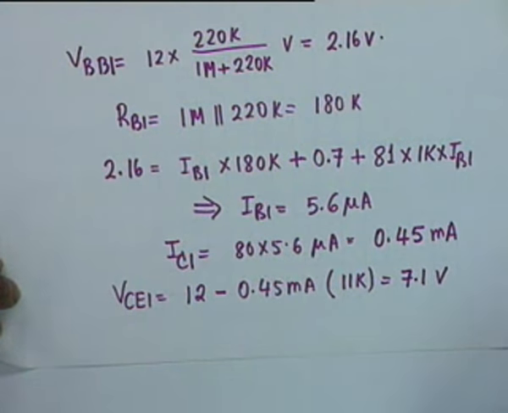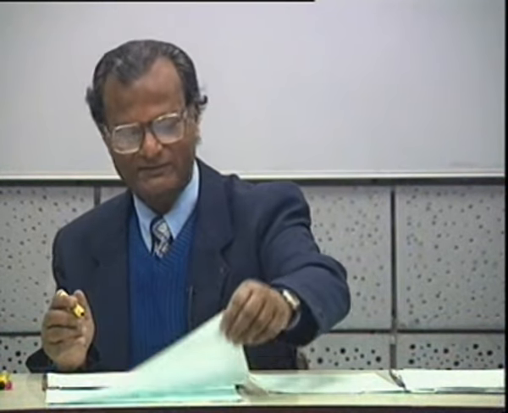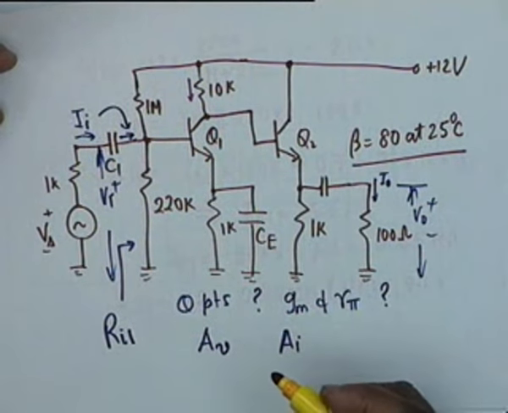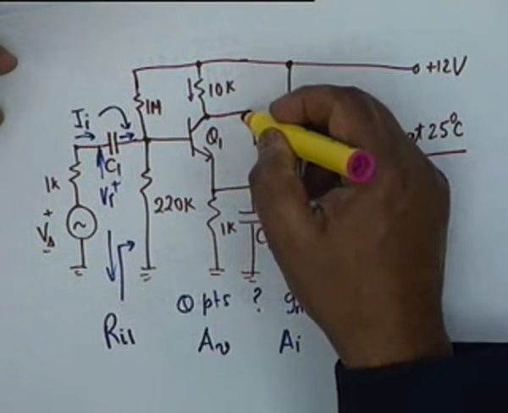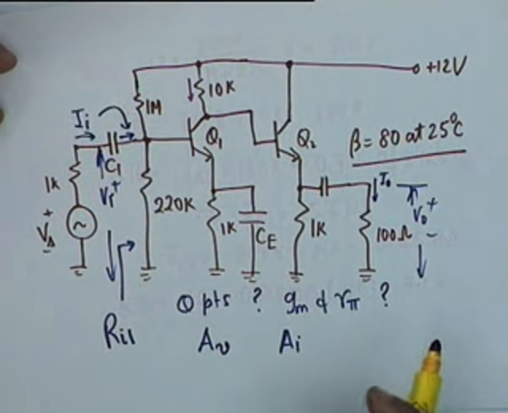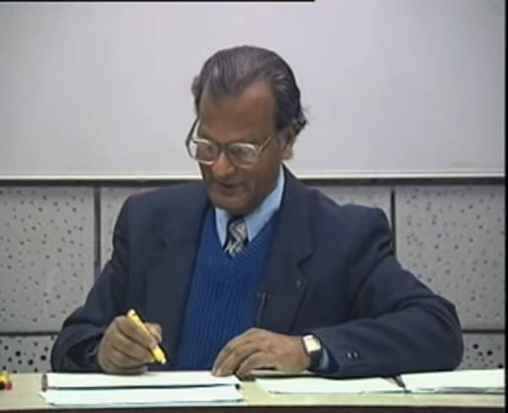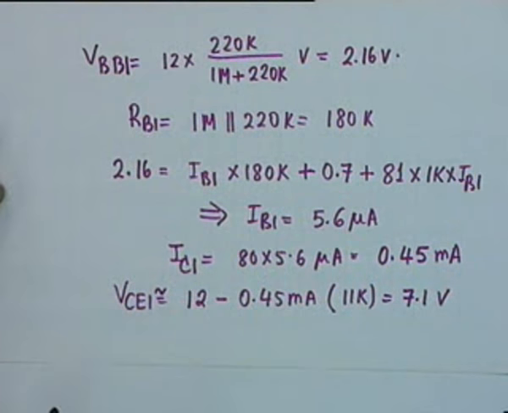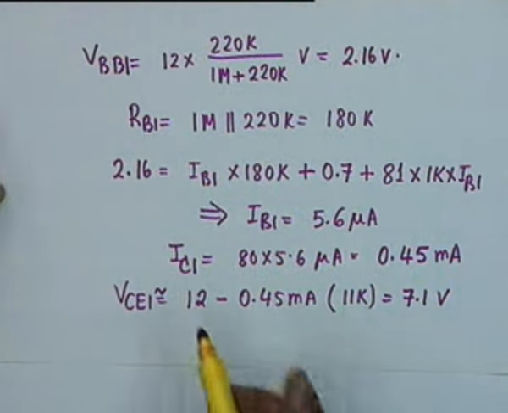Excuse me, sir. Yes. Are we neglecting IB2? We are neglecting IB2. That's right. It's a very legitimate and valid question. In this 10K, the current that flows is not only IC1 but also IB2. With a beta of 80, we ignore that, and therefore I must put an approximate sign here, because of ignoring the IB2 component.